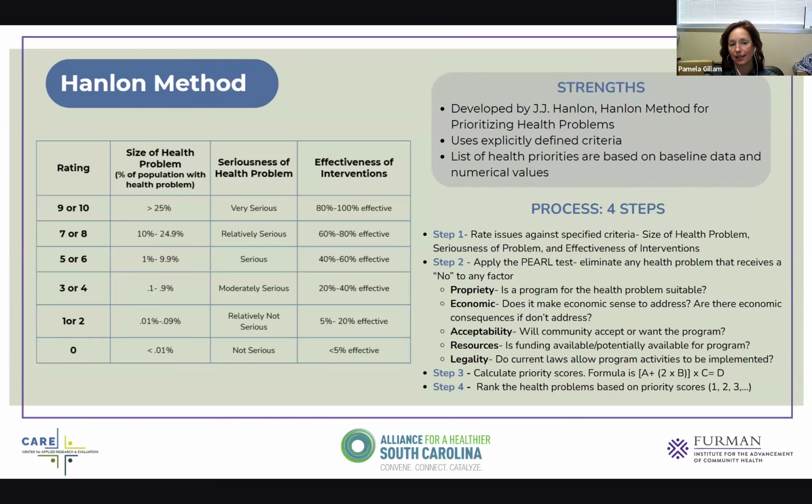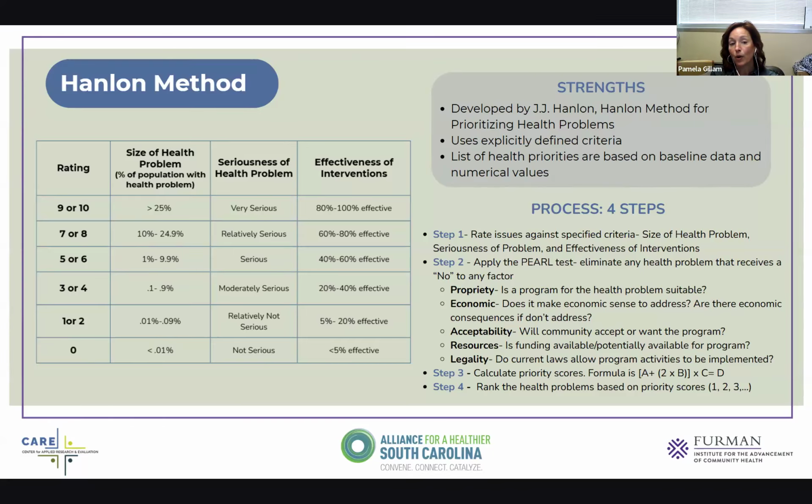Secondly is this PEARL test, okay? What I like about the PEARL test is it happens at step 2, which I think is kind of wild, is that they're having you do this assessment in terms of a rating based on those 3 criteria, but then they want you to also take into consideration these 5 components. It's an acronym: propriety, economic, acceptability, resources, and legality.